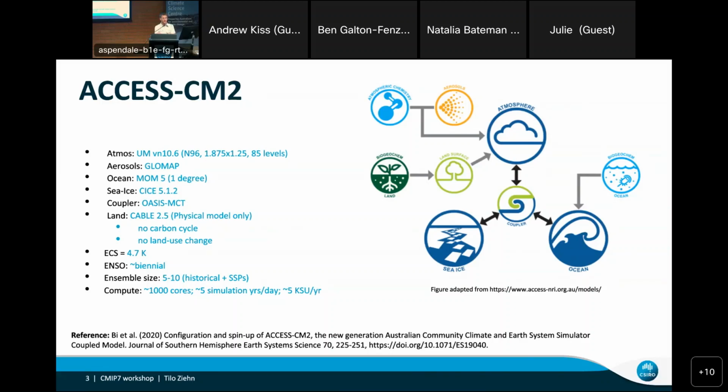We're also using CABLE as the land surface model, but only the physical component. So there is no carbon cycle, and there's also no land use or land cover change. So we're using the same vegetation map all the way through from 1850 to 2300. Climate sensitivity listed here is 4.7 Kelvin, and ENSO is roughly biannual. Because the computational requirements are a lot higher for this model, the ensemble size is a lot smaller, so in the order of 5 to 10 for historical and SSPs. It's set up on about 1,000 cores, and we get roughly 5 simulation years per day.